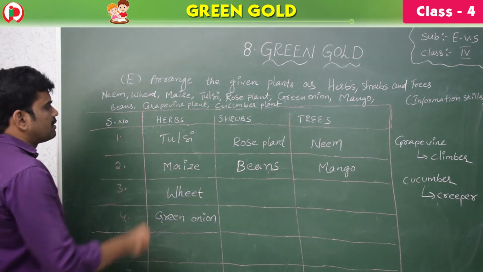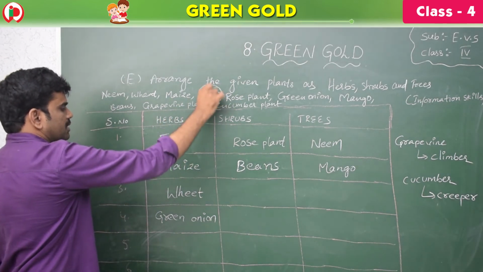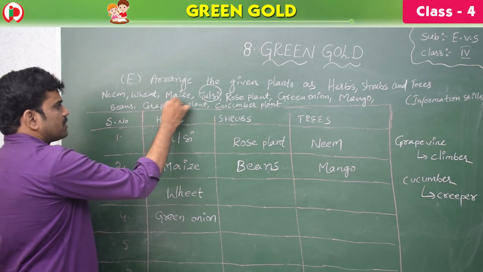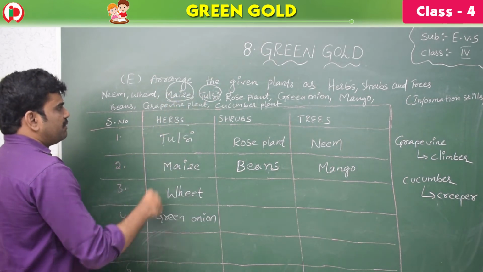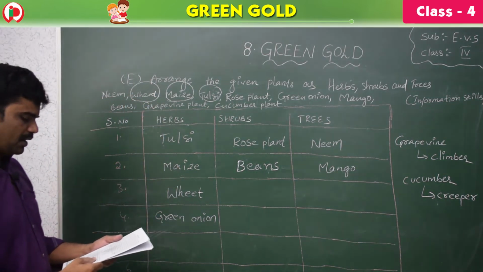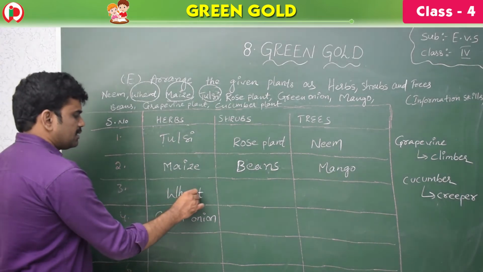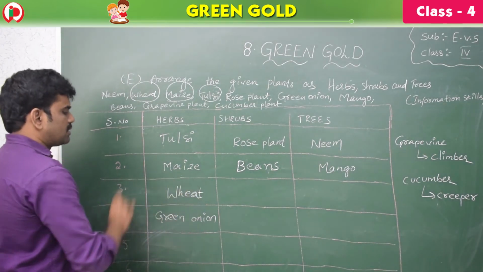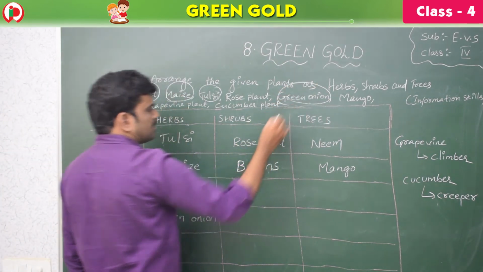Children, first one, see the herbs. Tulsi. Tulsi is a herb, children. Maize is also a herb. Okay. Next one is wheat, children. So here, if you will observe the wheat, this wheat is also a herb, and green onion is also a herb. So these are the herbs, children.